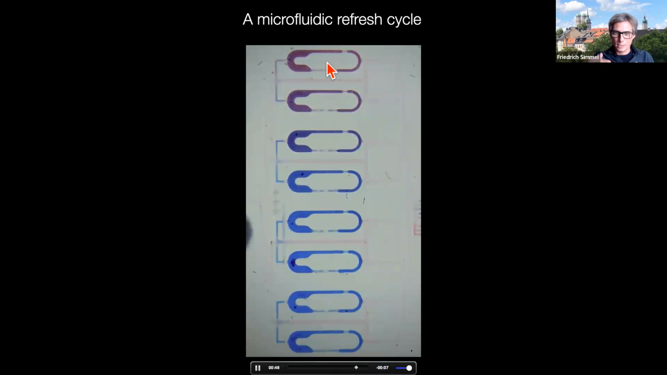And with this, you can change the exchange or dilution per cycle. So you can decide whether you want to replace only a very small fraction or a large fraction of the contents of the ring. And with this, you can essentially control the dilution rate.